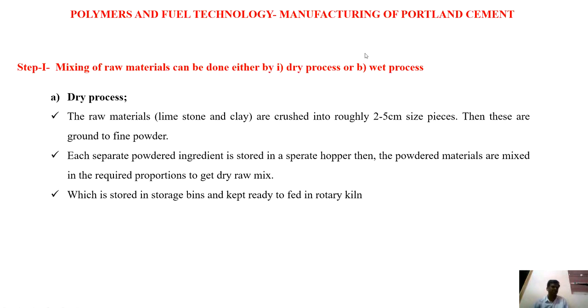Next, the manufacturing process. This manufacturing process involves three steps. First one is mixing of raw materials. This mixing of raw materials can be done either by the dry or the wet process. In the dry process, raw materials like limestone and clay are crushed to roughly 2 to 5 centimeter size. Then they are crushed into fine powder. Initially, limestone and clay are crushed separately, added in appropriate proportions, and mixed as a dry raw mix. That dry raw mix is kept in storage bins, ready to feed into the rotary kiln.